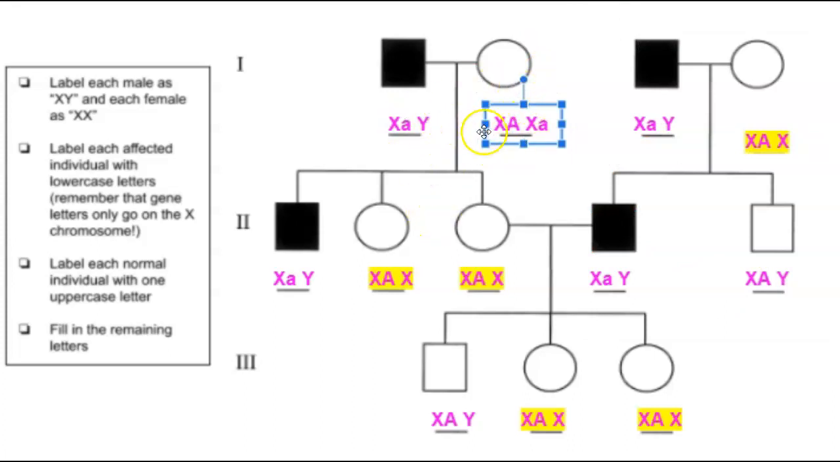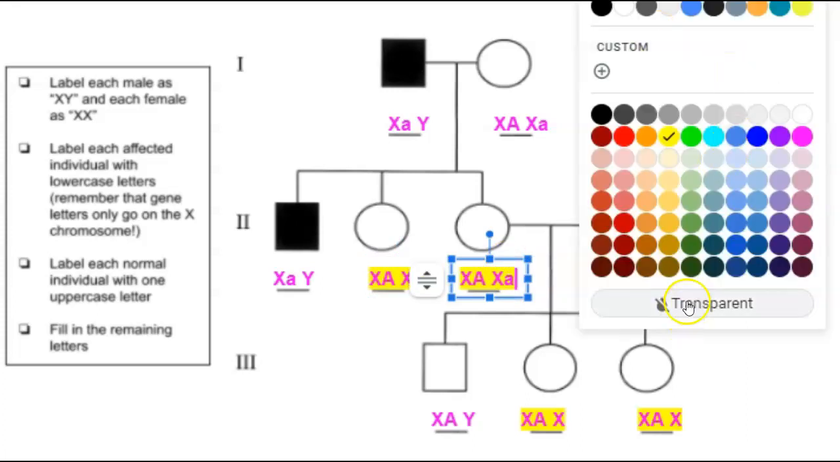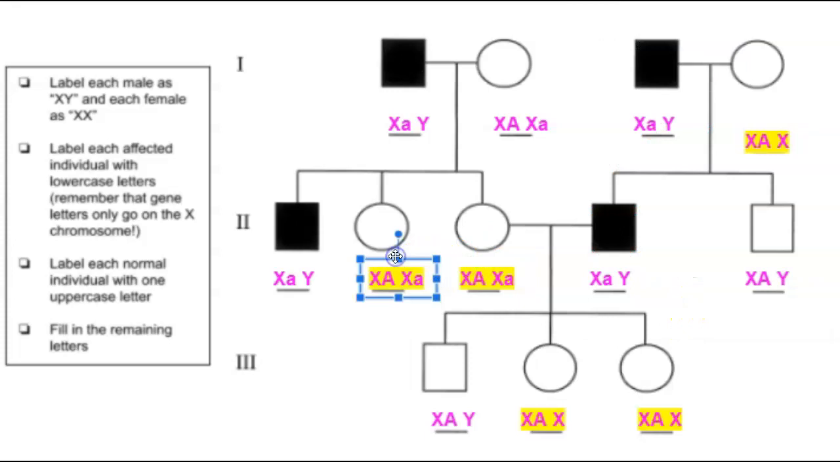Now, if we take a look at the 2 females here, they had to get an X with a little a from Dad. They couldn't have gotten a Y because then they'd be a boy. So we know that each one of these individuals has to have a little a. And again, I'm going to remove the highlights so that we know that we're done with this one.